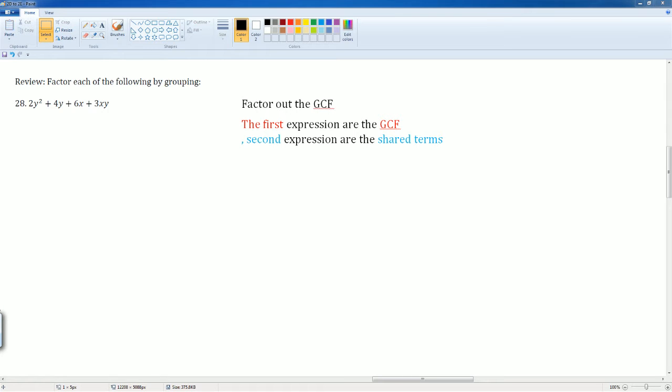Welcome to the homework solution tutorial on 2D to 2E. This is the review part, which is 28, 29, and 30. Let's take a look. It says to factor each out by grouping. They already tell you it. The reason why it's by grouping is because this is a 4-term polynomial. So we're going to factor it out.